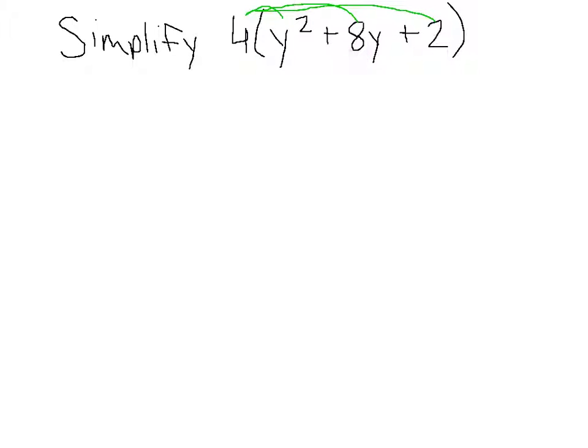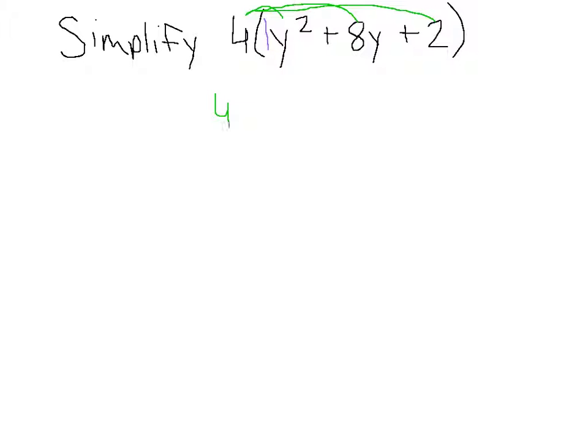Now, none of these are like terms. We'll discuss like terms in other problems that we're doing. But it's important to note that whenever we multiply by the number 4, we only multiply by the number in front of the variable. So for instance, here, there's an imaginary 1 in front of y squared. So when we multiply, we're going to multiply 4 times 1y squared. Just multiply by the first numbers.